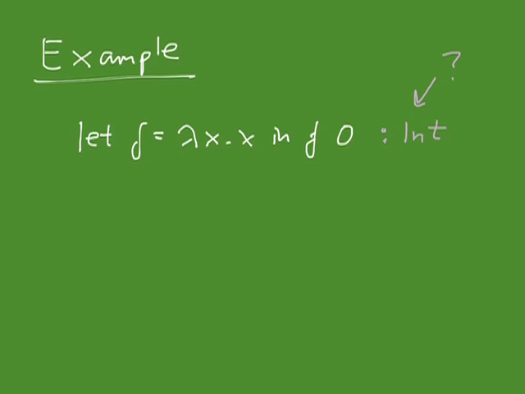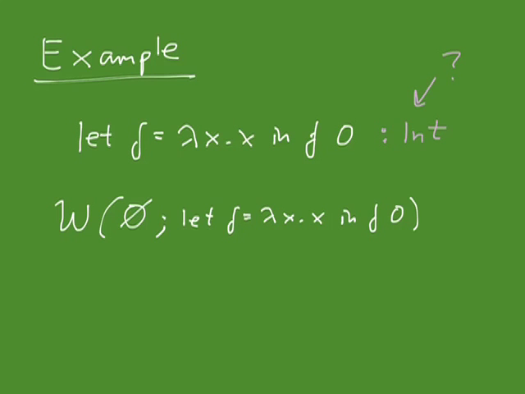So the first thing we notice is that there are no free variables in this, so if we want to use the well typing algorithm, it's okay to use it for the empty type environment. And for our expression, let f equals lambda x dot x in f of naught. And then when actually applying the algorithm, we notice that, hey, this is a let expression, so there are now three sub-goals that we need to check.